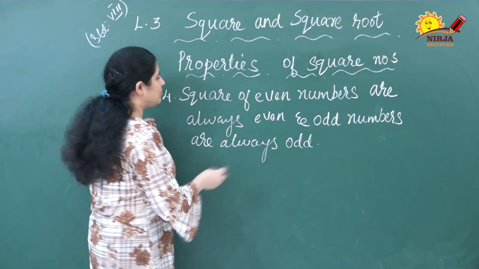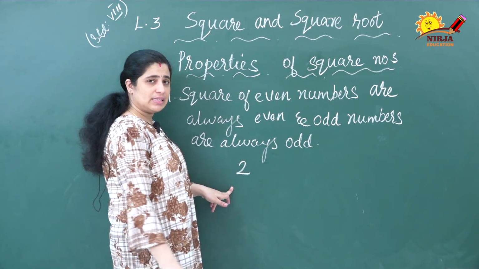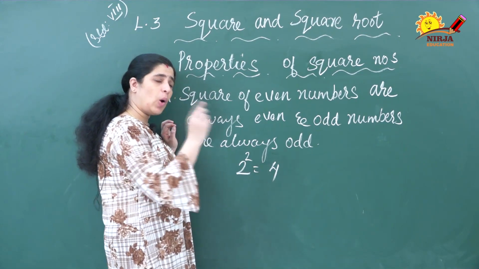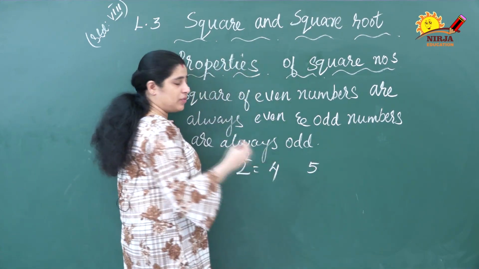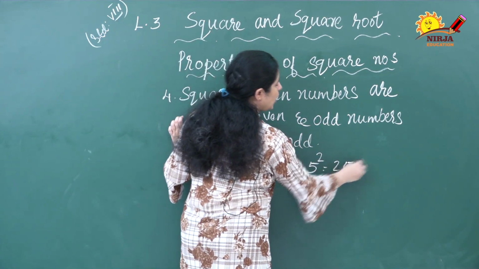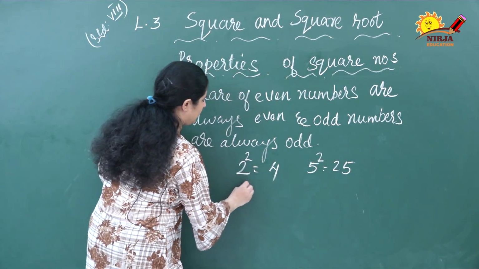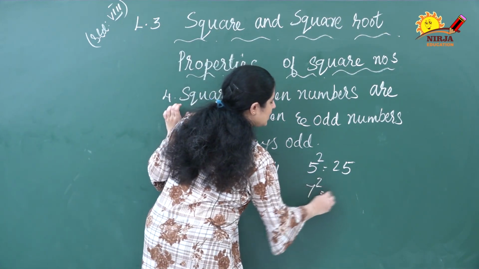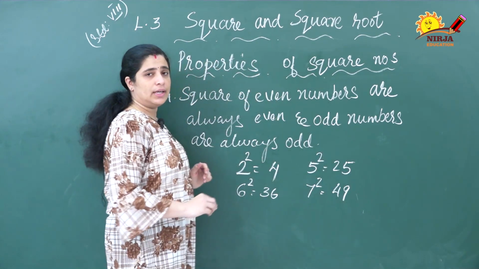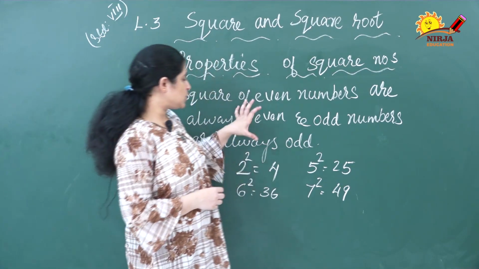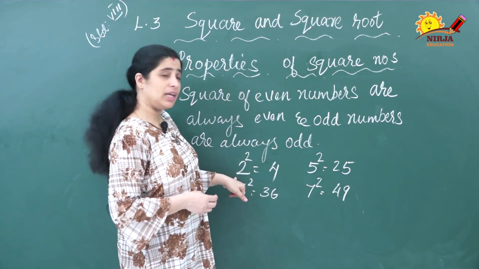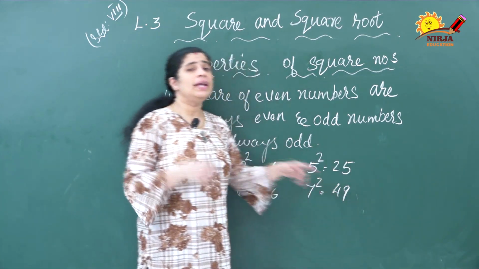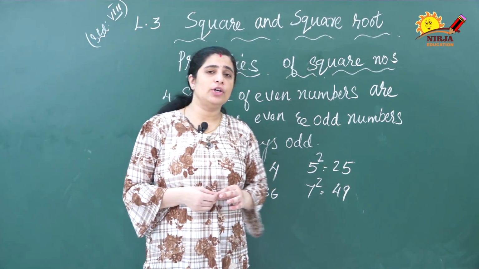That we will consider. I am taking one number, 2. You know that this is an even number. What is the square of this number? Yes, 4. I am taking another, an odd number, that is 5. What is the square of this number? Yes, 5 square is equal to 25. Again one even number, that is 6. 6 square is equal to 36. One odd number, 7. 7 square is equal to 49. From this example you come to know that this property is true. That means the square of an even number is always even and the square of an odd number is always odd. Next we will go to another property of these squares.